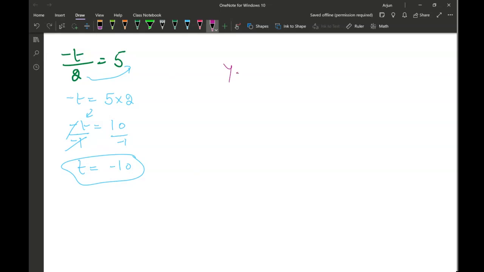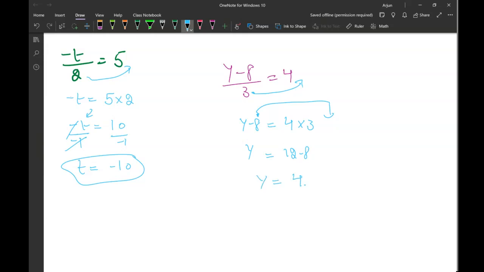Okay, now y minus 8 upon 3 equal to 4. I wanted to solve for y. So how can I solve for y? First of all, whatever is on the bottom here, that's going to go on the other side. And then I'll write it as 4 times 3, y minus 8. Now to find the value of y, I have to move this on the other side. 12 minus 8, y value will come out to be 4.